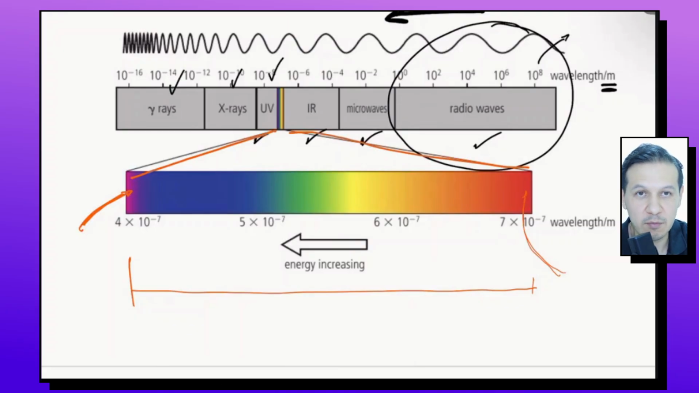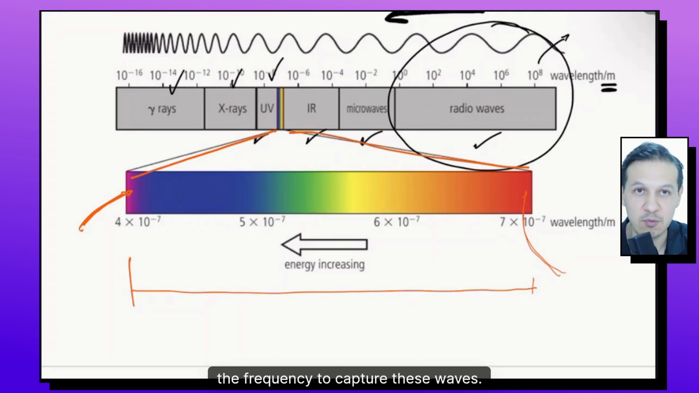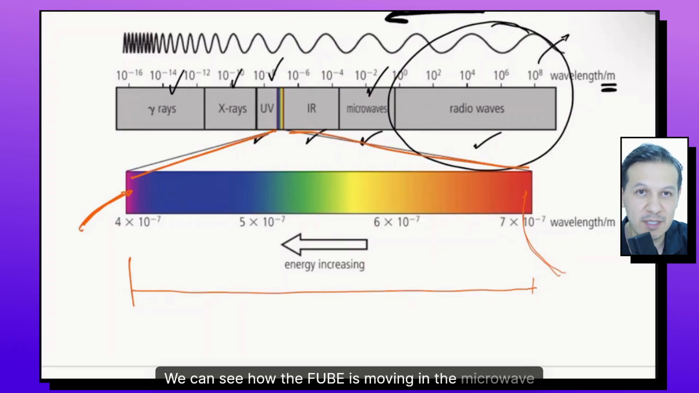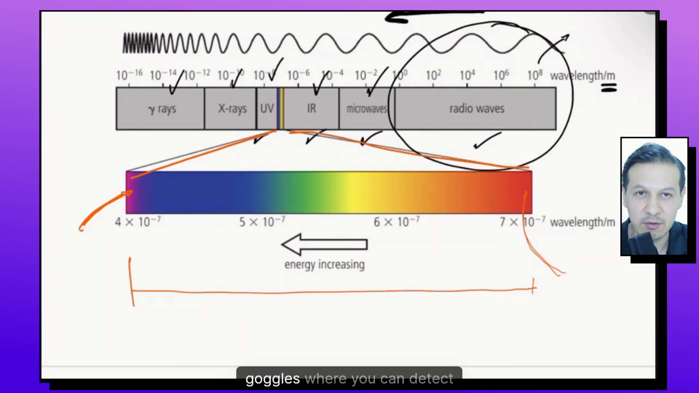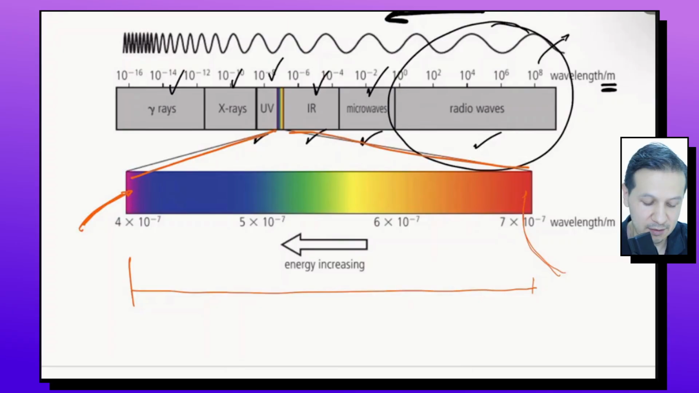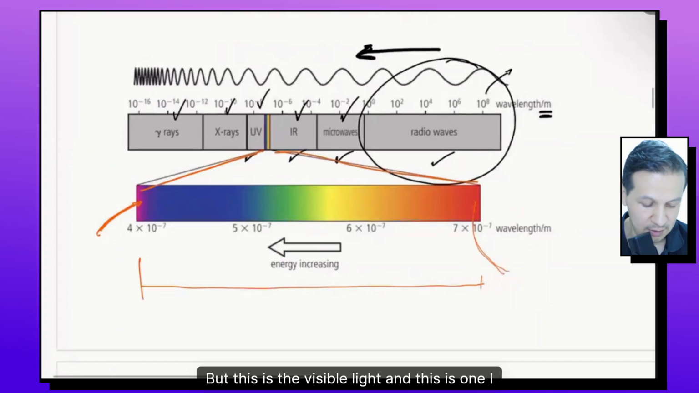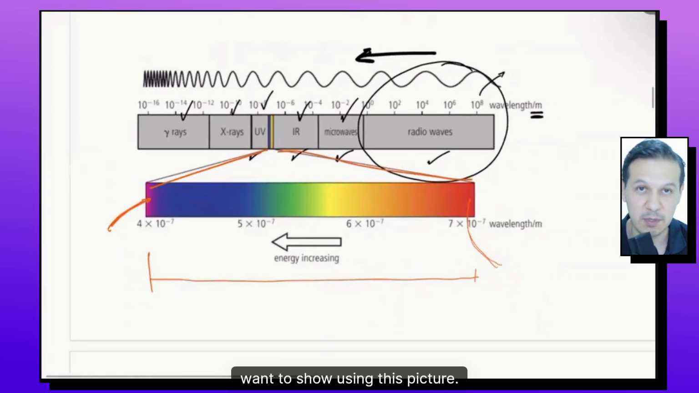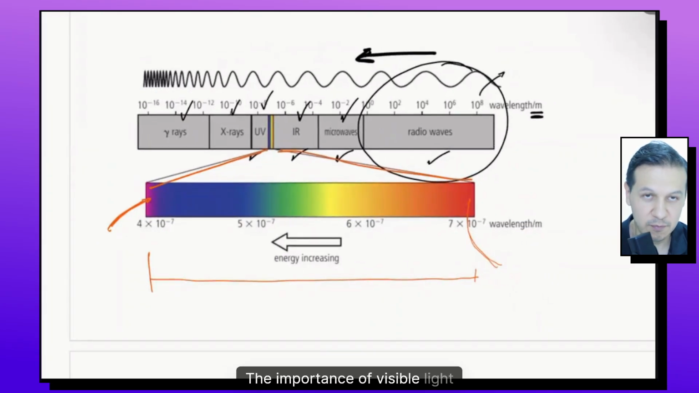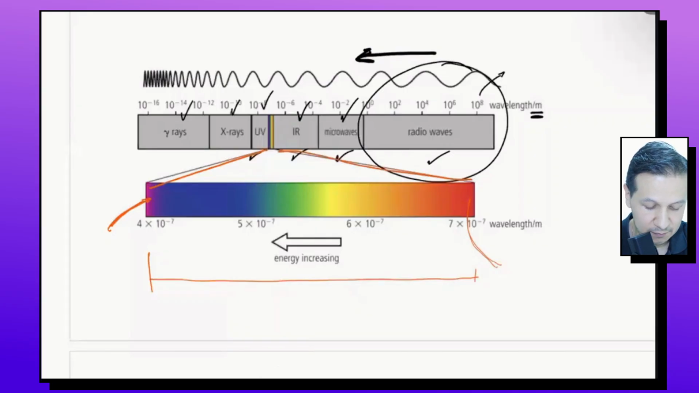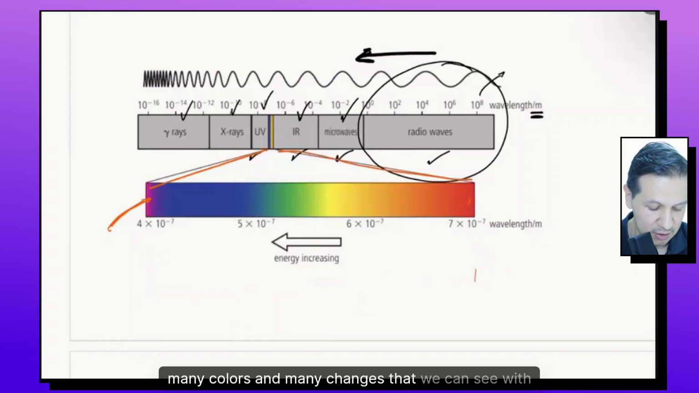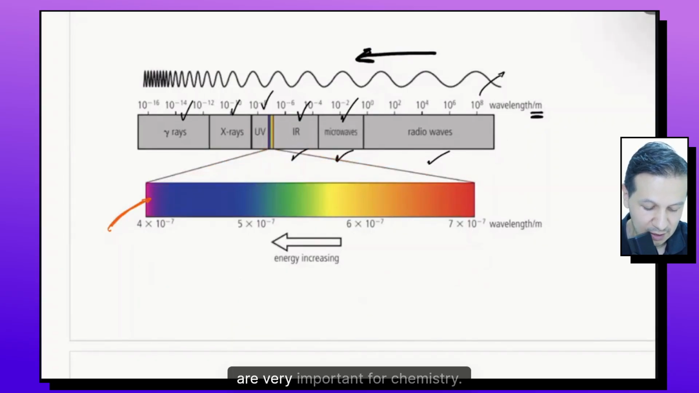You cannot see the radio waves with your eyes. It's not possible. Our eyes don't have the frequency to capture these waves. Microwaves, we know that they exist. We can see how the food is moving in the microwave, but we are not able to see the radiation. There are special goggles that can detect infrared radiation. But this is the visible light, and this is what I want to show using this picture: the importance of visible light. Because at the end, many colors and many changes that we can see with our eyes are very important for chemistry.